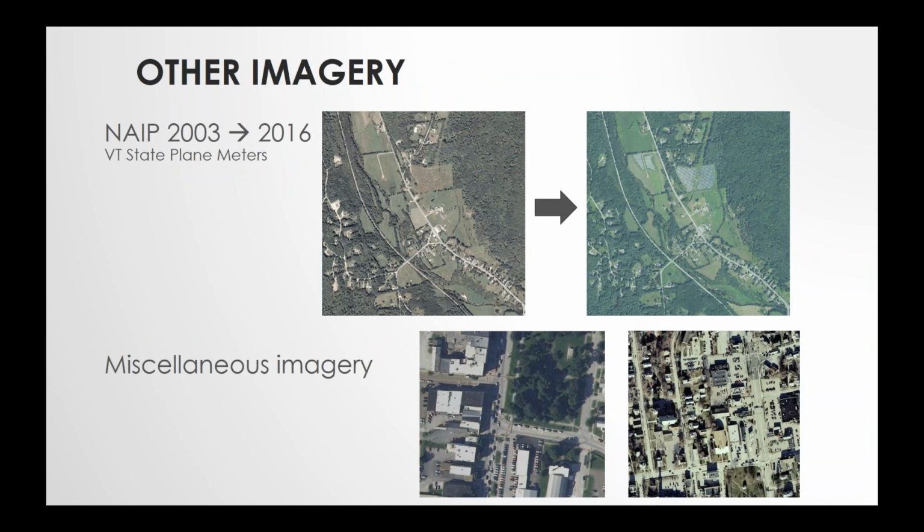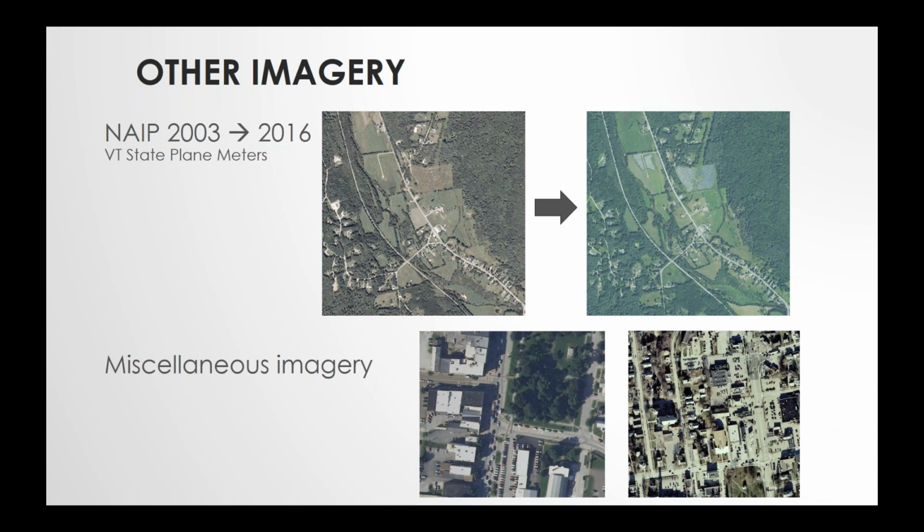VCGI also maintains a library of other imagery other than what we collect and acquire through Vermont's Orthophoto Program, which we are responsible for managing. There are other sources of imagery that have been acquired by other entities. So those could be collected at the federal level. There are cases where there are special projects that may have occurred over the years where we've been able to bring other information, other imagery into our holdings.